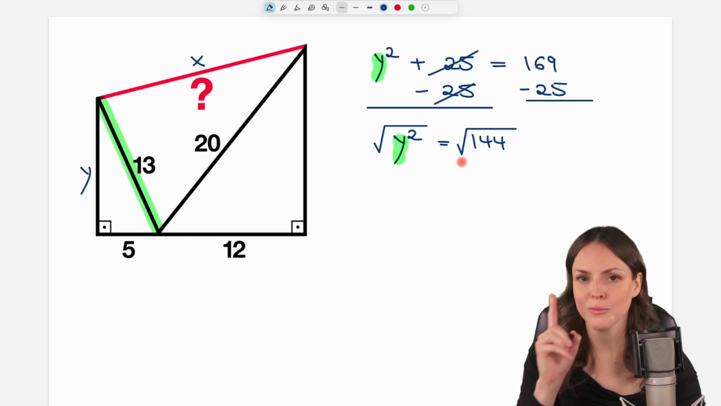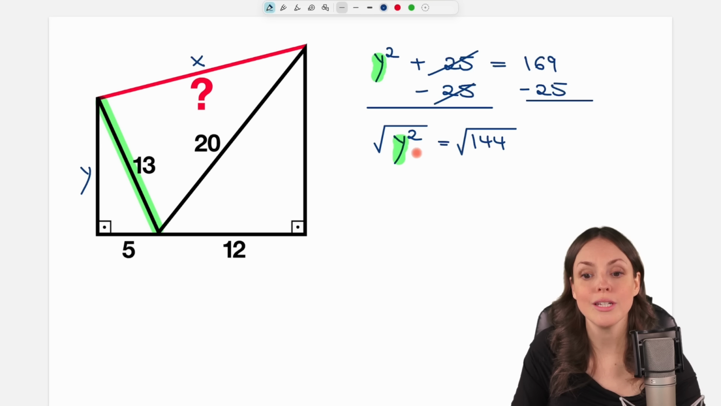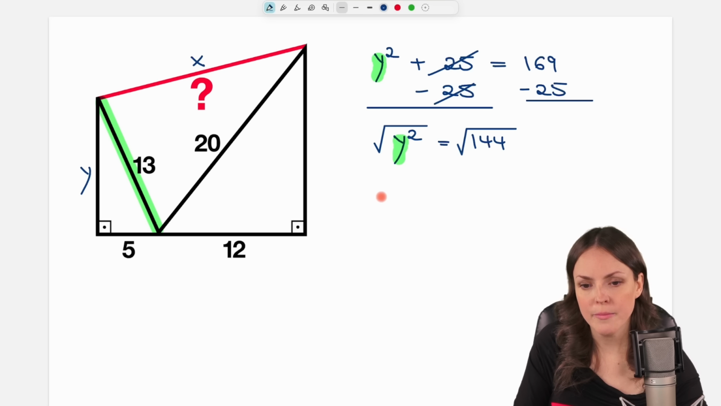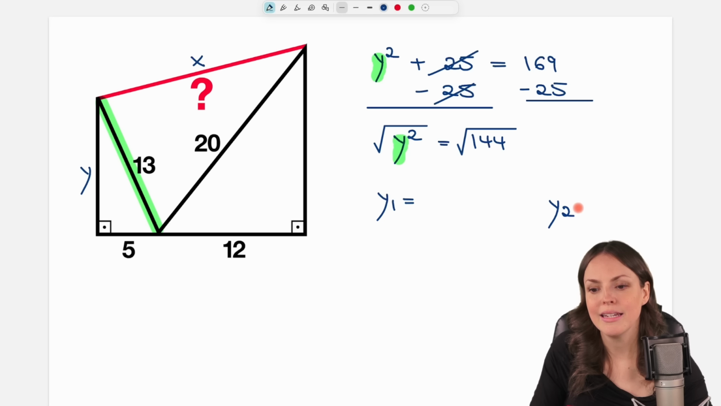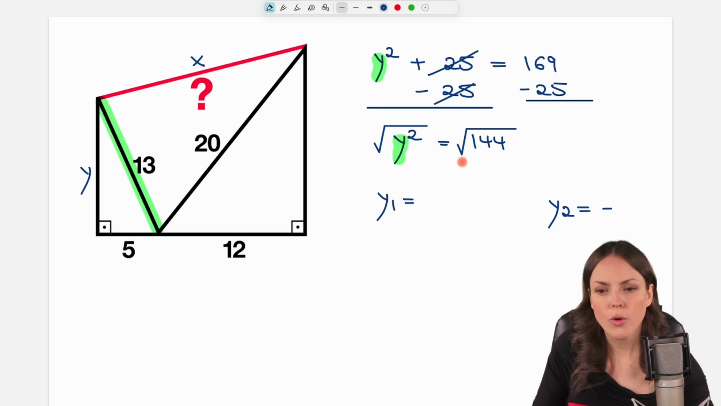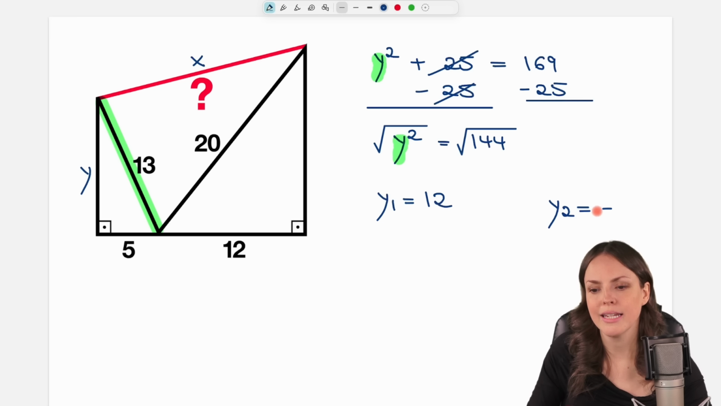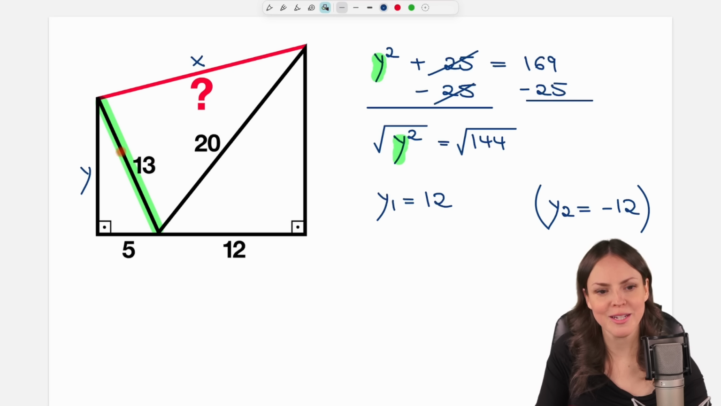It's just important to remember that every time you take the square root in an equation, you get two solutions. For our y, we get a first positive solution, and then we get a second negative solution. The positive one is the square root of 144, which equals 12, and the negative one is negative 12 then. The problem here is we are not interested in a negative solution because our y is the length of a side, and this has to be positive, so y is of length 12.